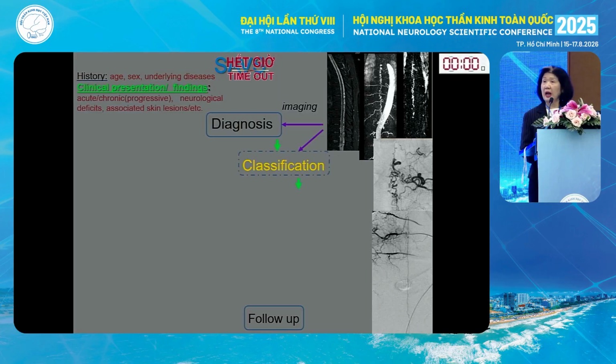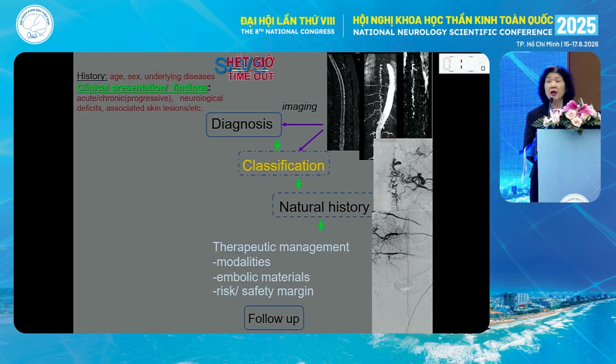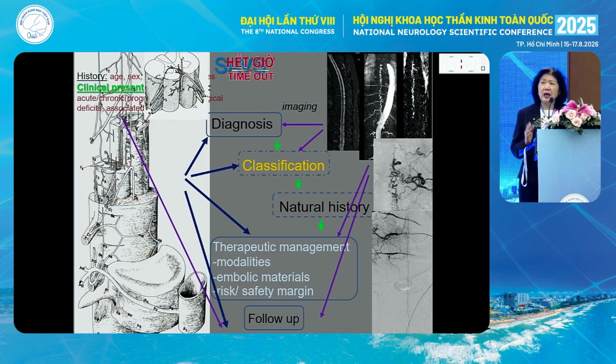Then you know the classification that we talked about in the first slide. You go to the natural history of each disease, and then you put in the therapeutic management. For sure, treatment will be there, and follow-up. And you know that spinal angiography contributes in every step of your diagnosis and treatment. Thank you.